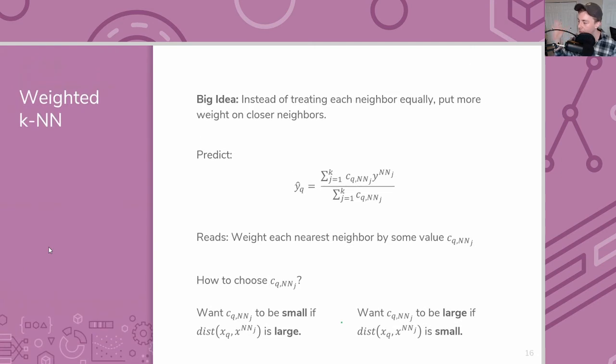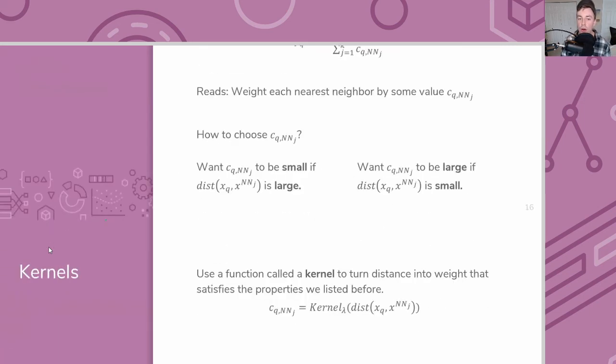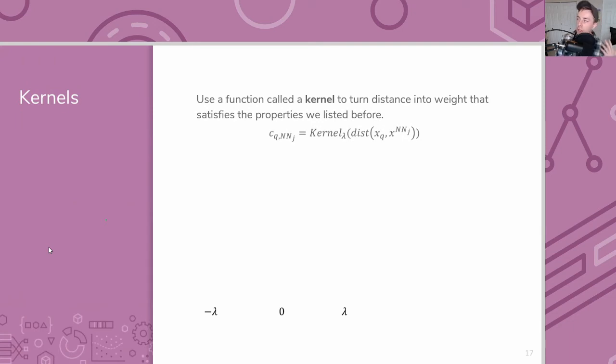You could imagine there are lots of ways of trying to turn a distance into a weight. In fact, there are many, many ways. Generally, the approach we use to turn distances into a weighting scheme is what we'll call a kernel. A kernel is a function that turns distances into weights in a way such that small distances get large weight and large distances get small weight. So we'll define a function called a kernel that takes the distance and outputs a weight.